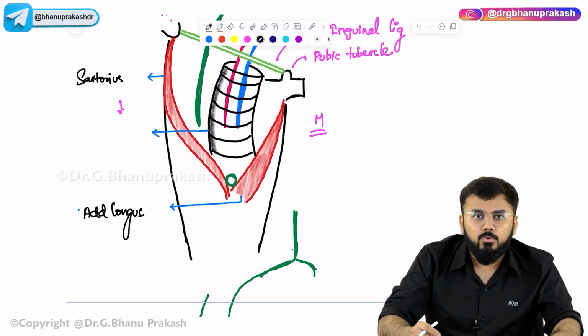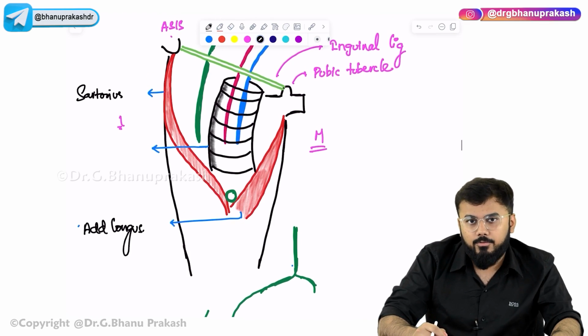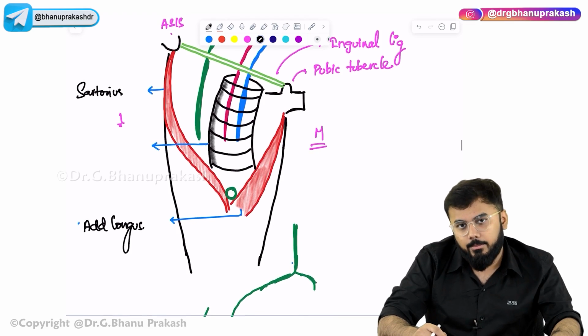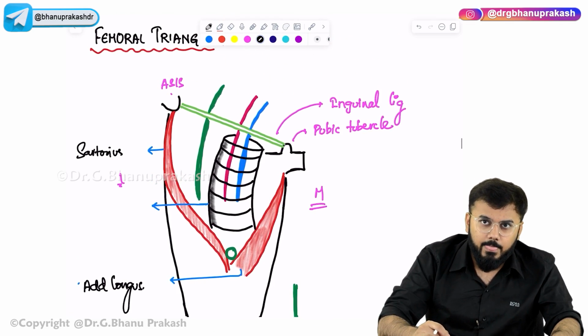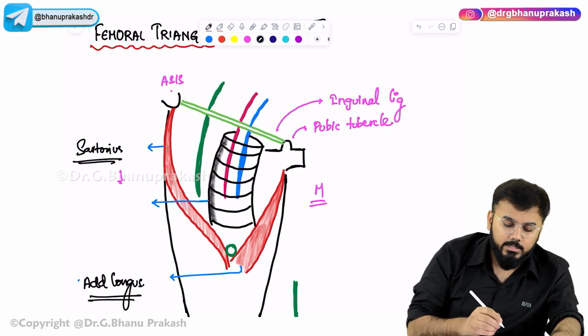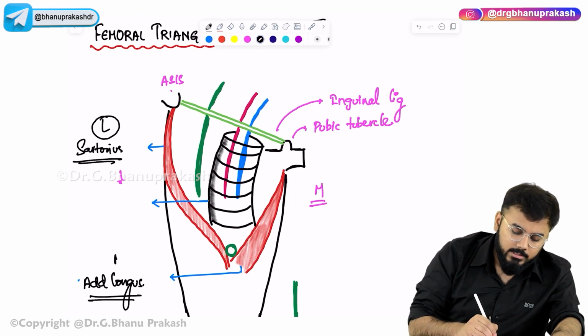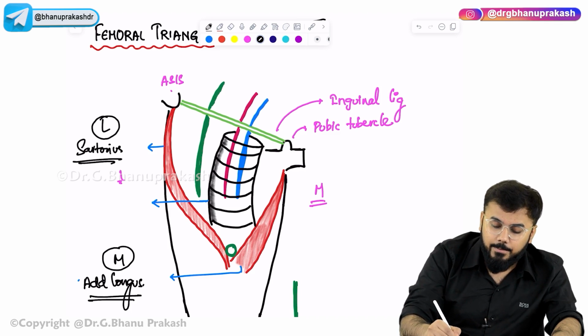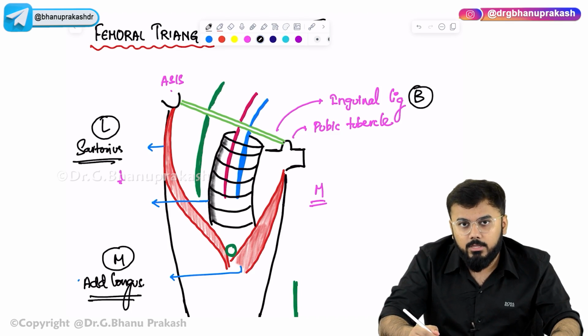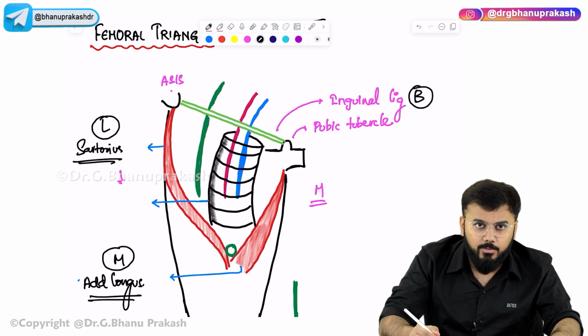So if I ask you what are the borders of the femoral triangle, what will you tell? It has a lateral border, a medial border, and a base. Lateral border is having sartorius. Medial border is having adductor longus. See, this is the lateral border, this is the medial border, and this is the base. Base is having what? Inguinal ligament. All these three together form a triangle called the femoral triangle.